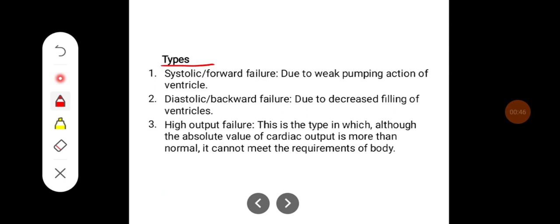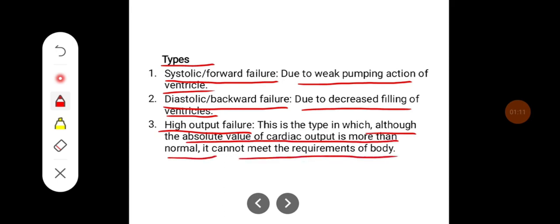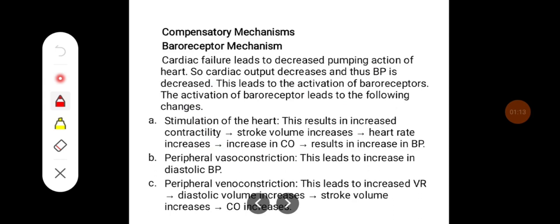There are different types of cardiac failure. It can be systolic or forward failure, which occurs due to the weak pumping action of the ventricle. It can be diastolic or backward failure, which occurs due to the decreased filling of the ventricles. It can be high output failure, where in this type, although the absolute value of cardiac output is more than the normal, it cannot meet the requirements of the body.